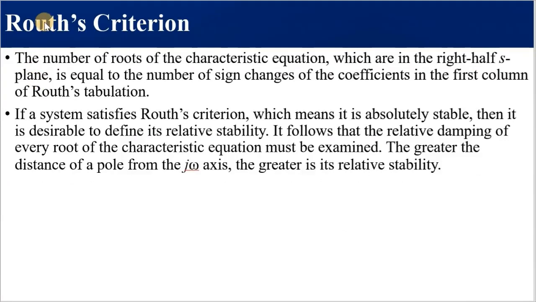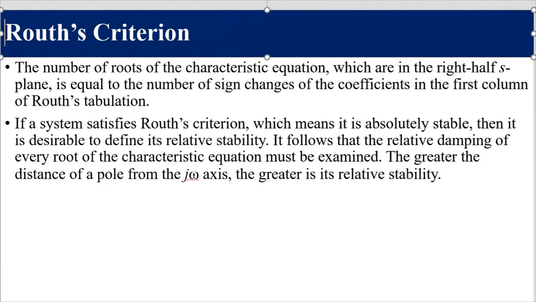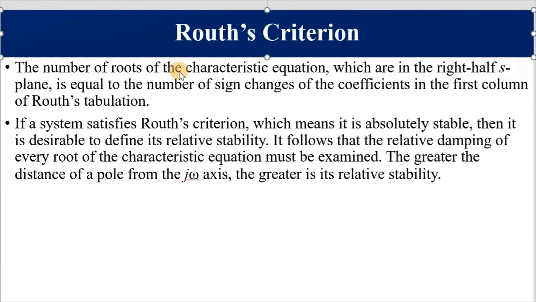Take note of the following on Routh's criterion. The number of roots of the characteristic equation that are on the right half of the S-plane is equal to the number of sign changes of the coefficients in the first column of the Routh's tabulation. We are going to see that when we do some examples. If a system satisfies Routh's criterion, it means it is absolutely stable. Then it is desirable to go further and define its relative stability, but we are not going to do that.